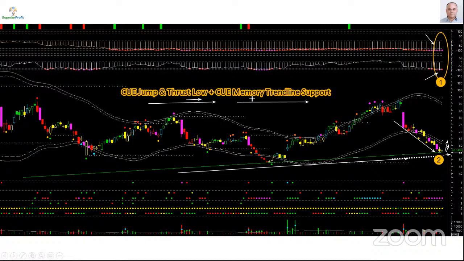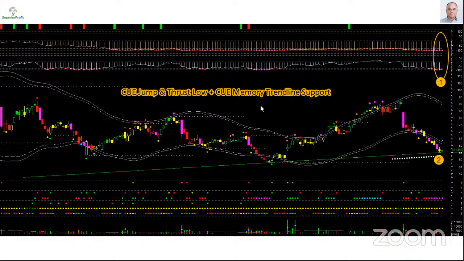So these scans are also finding interesting stocks, and you are able to find extreme low extended stocks right at support. More example.